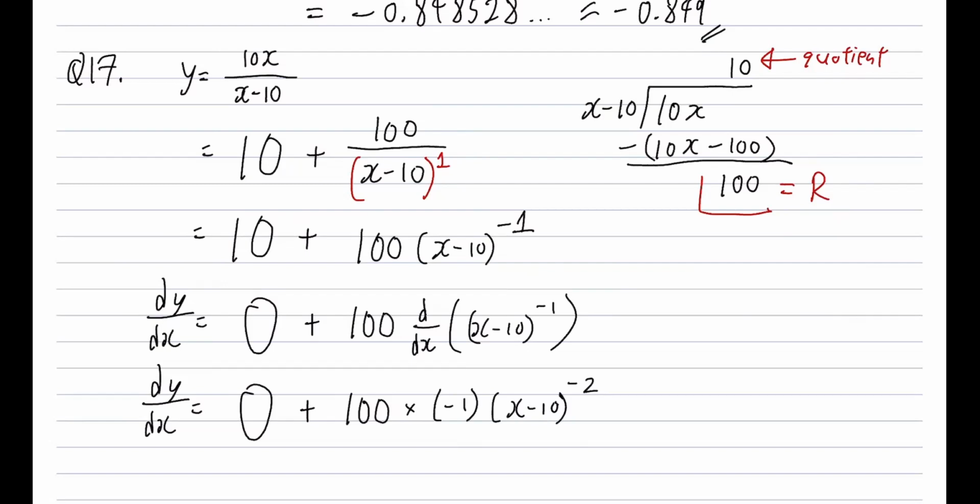Bring down the power minus 1 to get the new power. Base remains the same. Okay? Inside the bracket, it looks a bit funny, more complicated. What do you have to use?